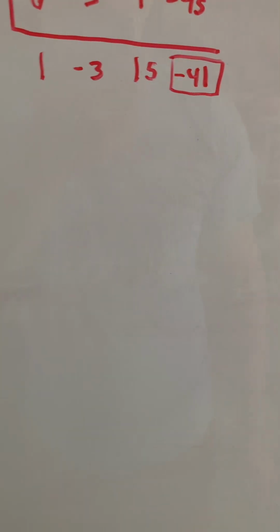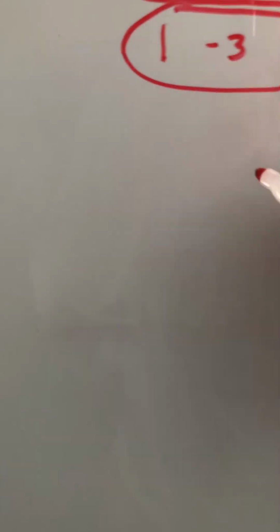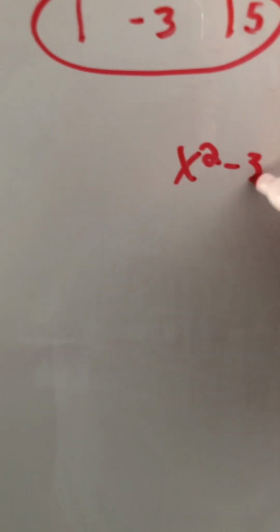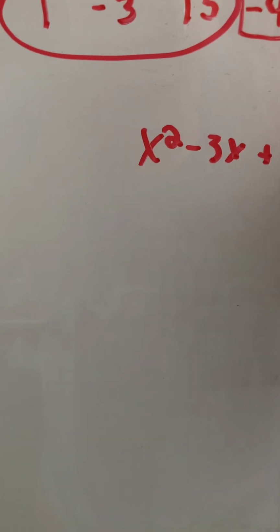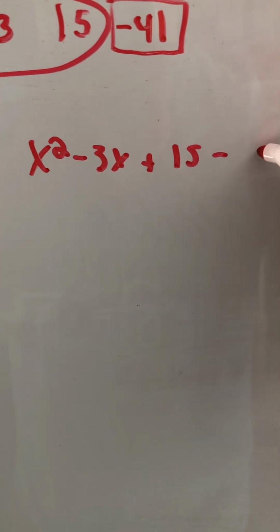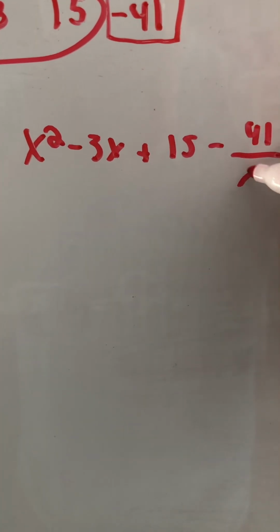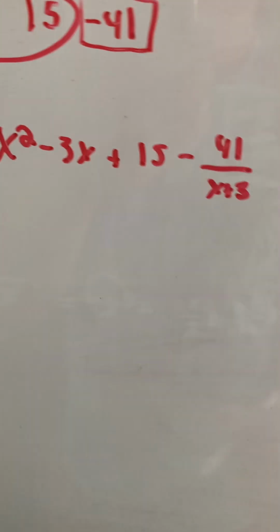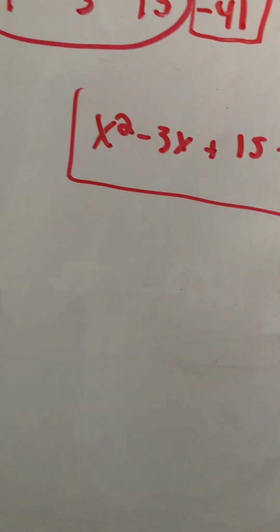So what that means is I'm going to have to reduce all of these numbers by their exponents. Initially it was x cubed, but it's going to be x squared now. So it's going to be x squared minus 3x plus 15 minus 41 divided by x plus 3. And that's going to be my final answer for this problem.